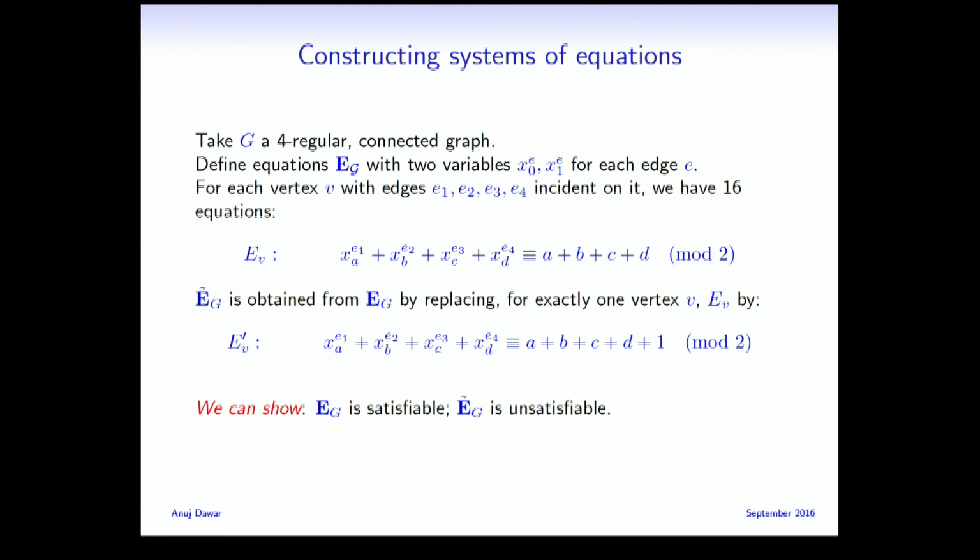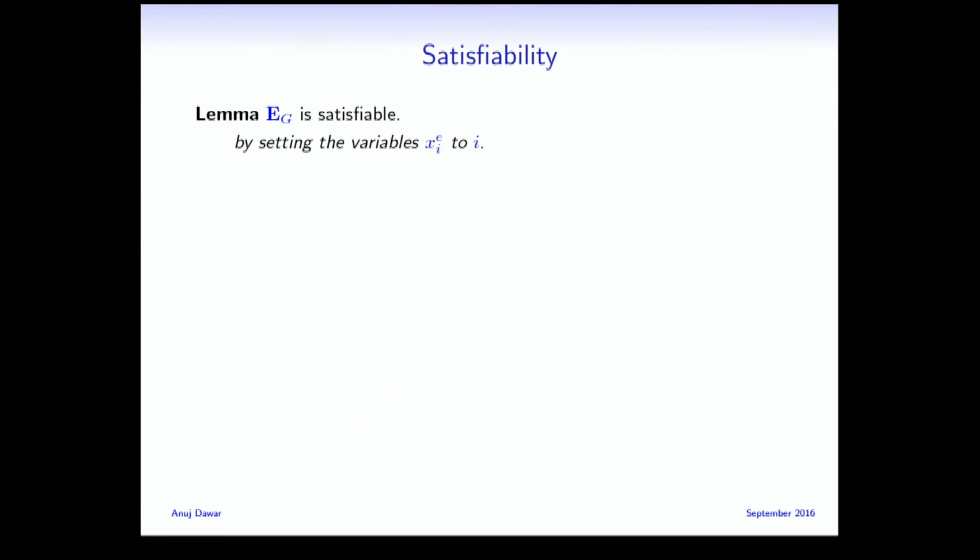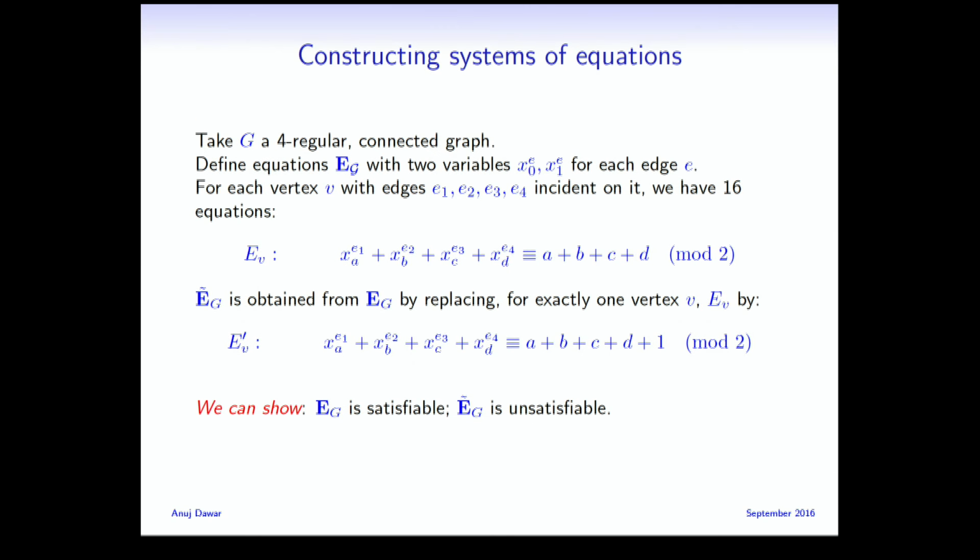So first of all, let's establish these claims about satisfiability. Why is this satisfiable? EG is satisfiable for the rather simple reason that I just set each variable to the value of its subscript. And then obviously all of these equations are satisfied. Why is this system unsatisfiable?